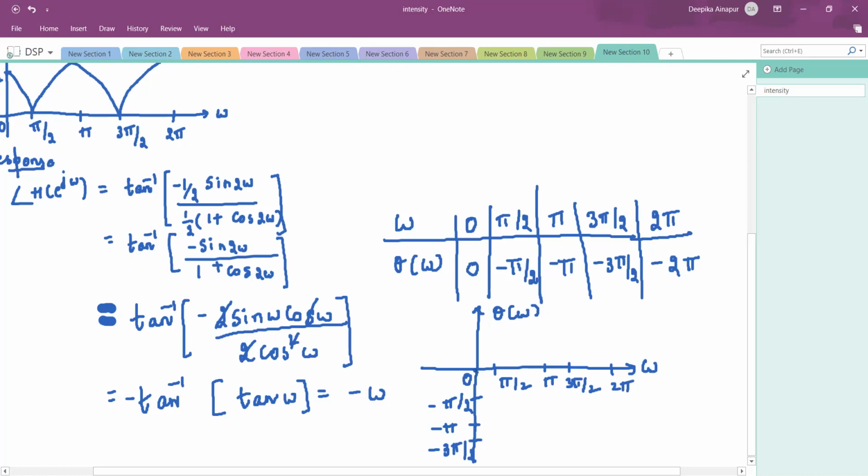When omega is 0, the value is 0. When I have pi by 2, it is minus pi by 2. When I have pi, it is minus pi, then 3 pi by 2, and like this it goes. So I'll get a graph like this. This is about your magnitude response and the phase response. In this way, you will be plotting the magnitude response and phase response.